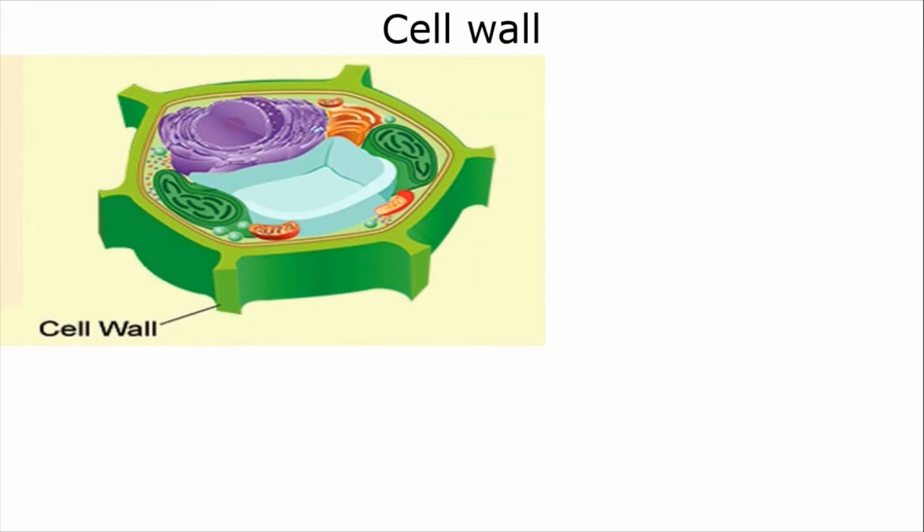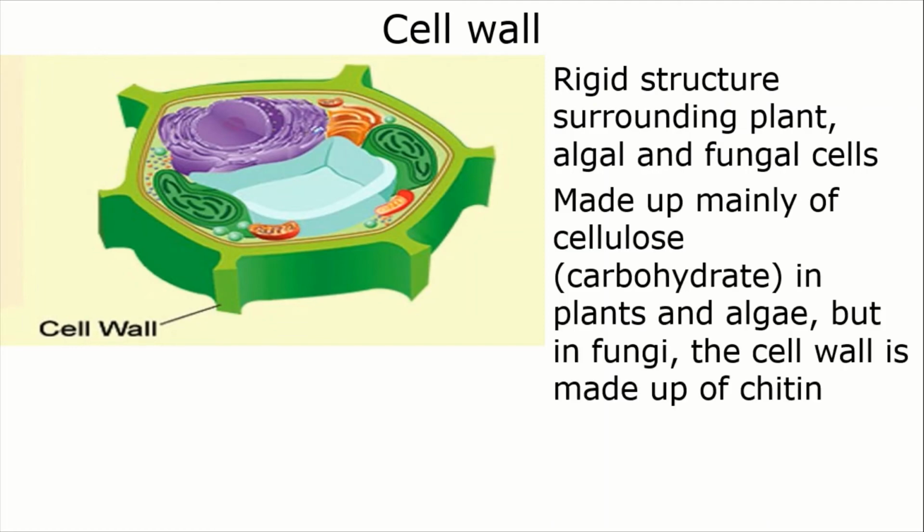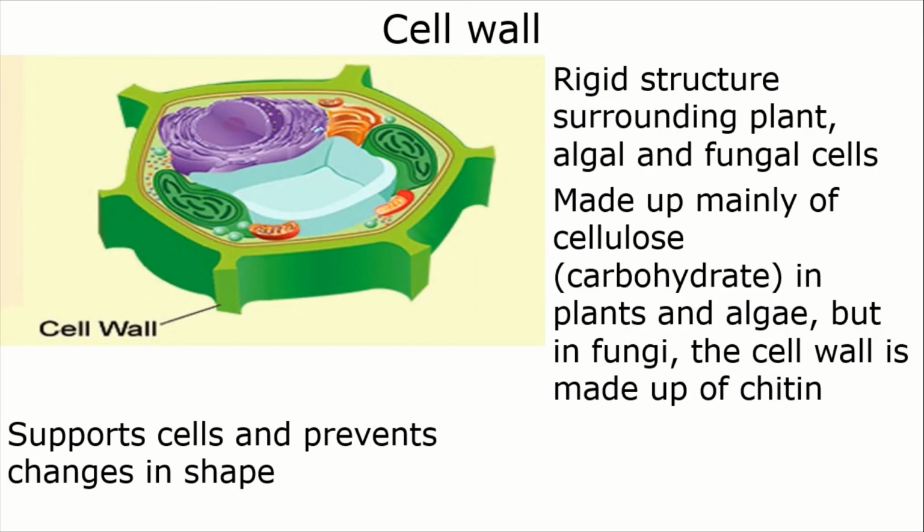The cell wall is our next component, and you can see it's this hexagonal looking green structure, and the cell wall is a very rigid structure, and it surrounds plant, algal and fungal cells. We already said that in plant cells the cell wall is made up of cellulose, and in fungal cells it's made up of chitin. And its function is to support cells and prevent changes in the shape of the cells.